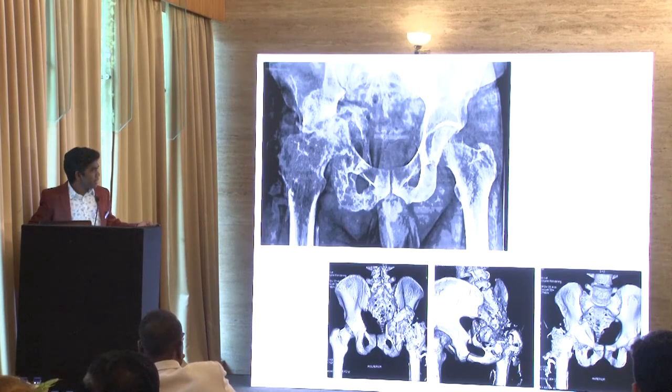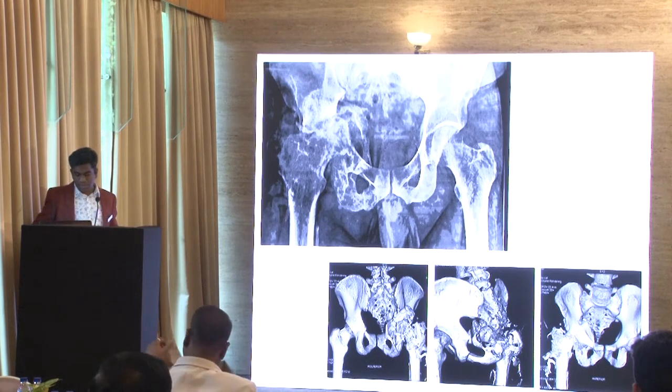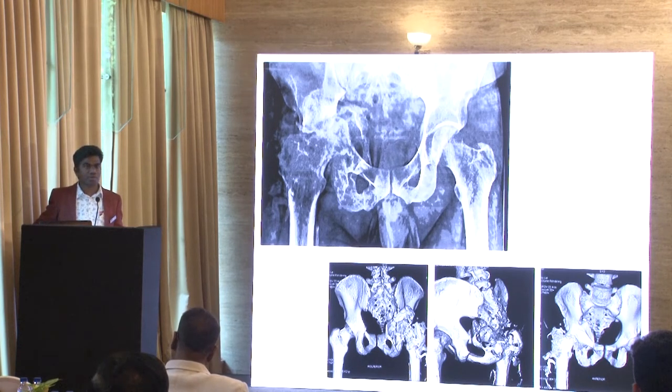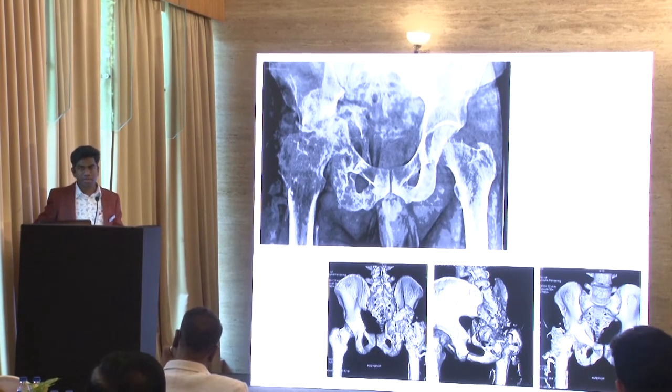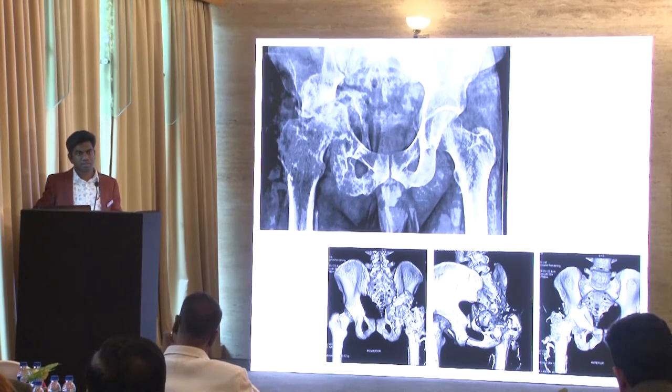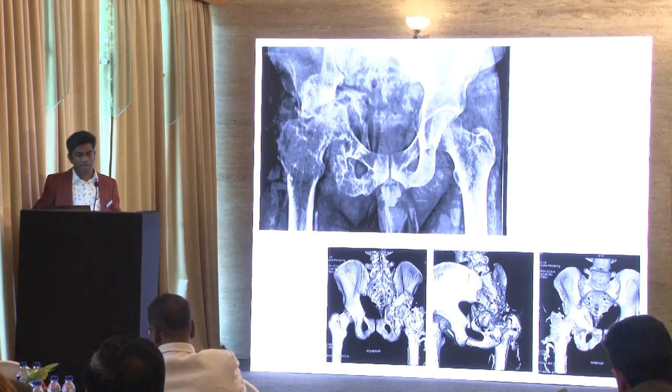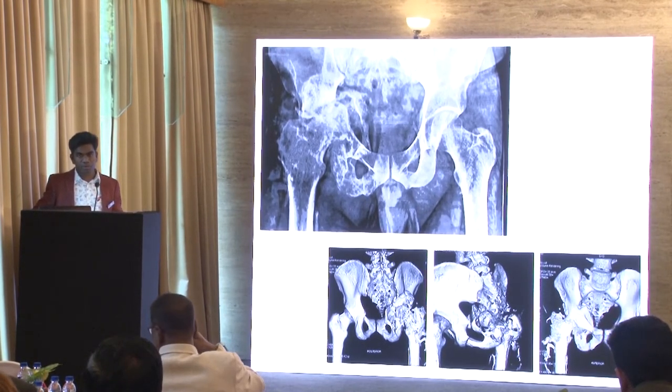Another example. Again, this is a gentleman of around 40 years. He had an acetabular fracture. He was taken to the operation theater for fixation. But because there was no anatomical clue, there was huge bleeding and the surgery was cut off, and he was shifted. They weren't able to do the surgery. They shifted him to Chennai, to our institute.